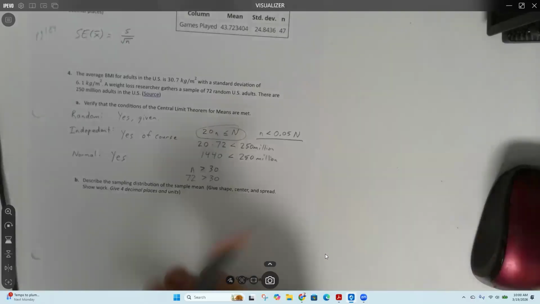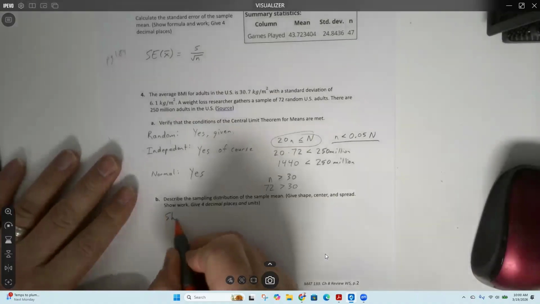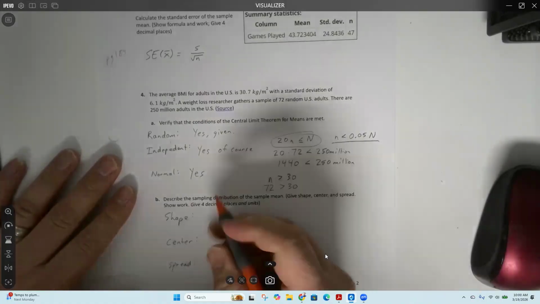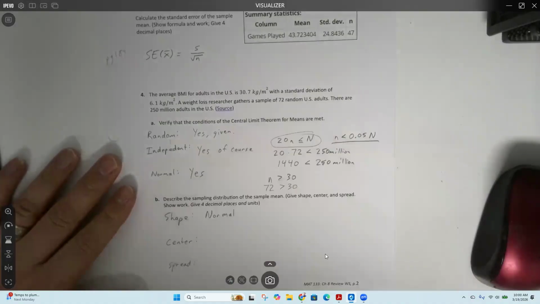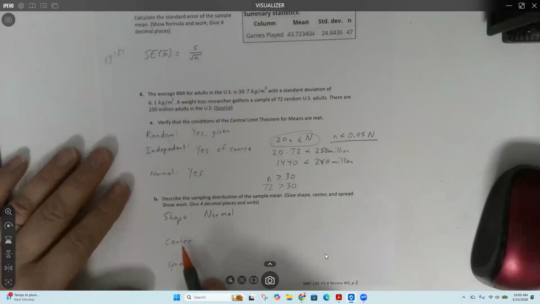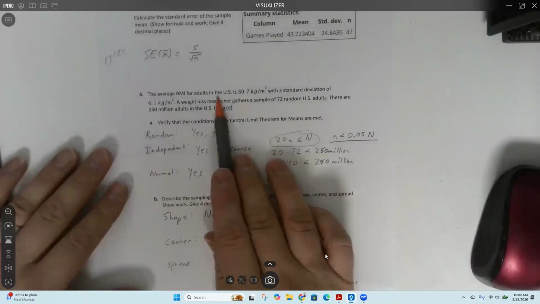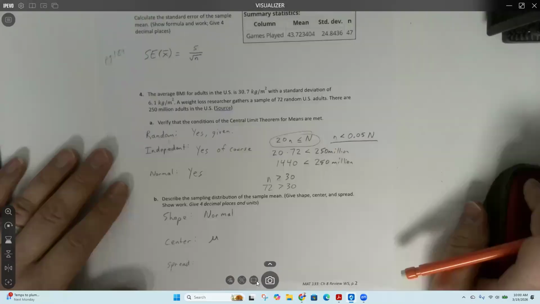So describe the sampling distribution of the sample means, give the shape, center, and spread. So the shape is normal. The center is going to be the same mean as your sample. So the average BMI for adults in the US is 30.7. So the center is the mean.